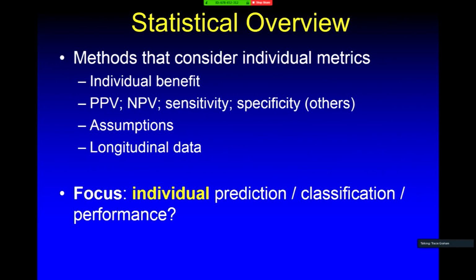Can I talk about individual benefit? Can I talk about positive and negative predictive values or sensitivity and specificity? If I can, what are the assumptions I'm making? And then I'll talk a little bit about the value potentially of longitudinal data. So again, here the focus is on using individual prediction classification metrics to characterize performance for markers or models that may be used to guide treatment.